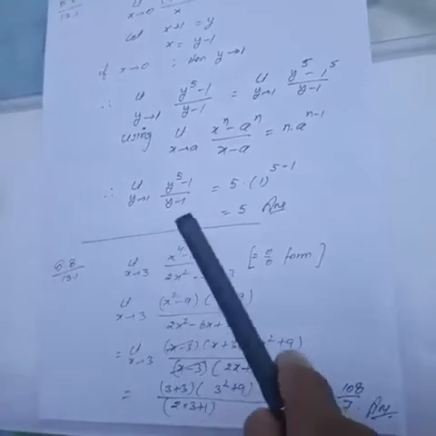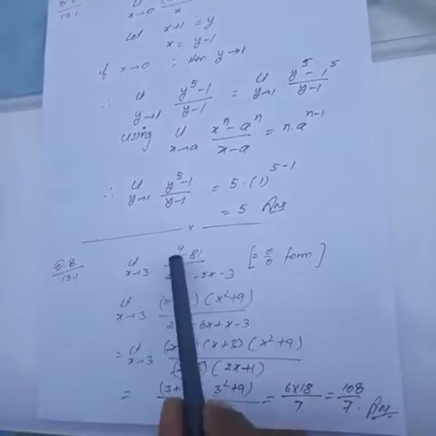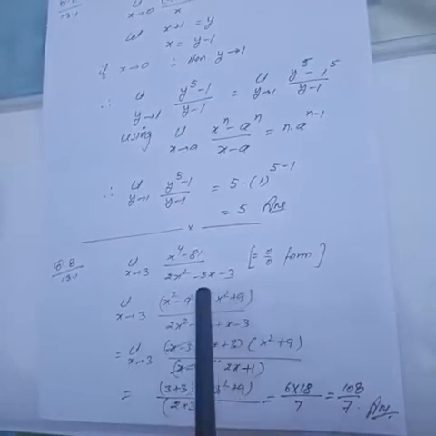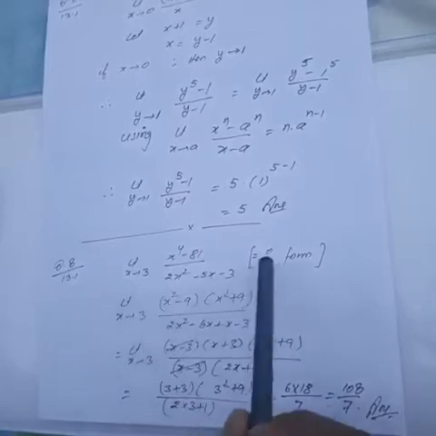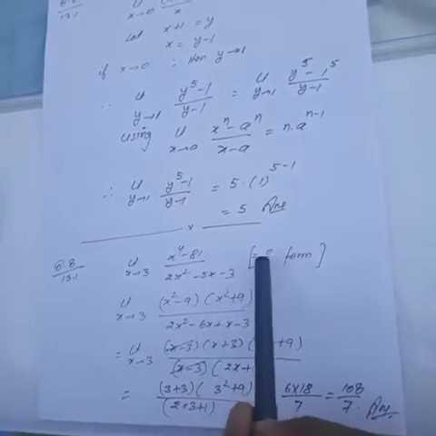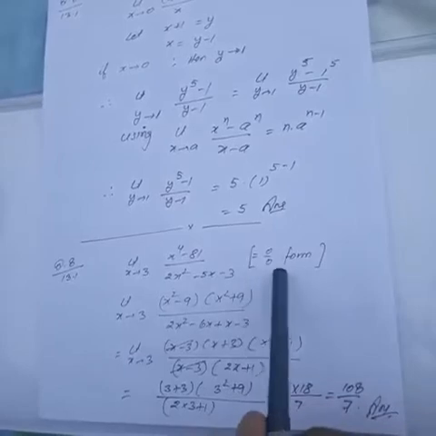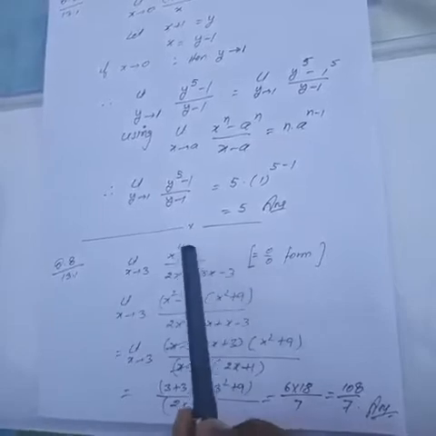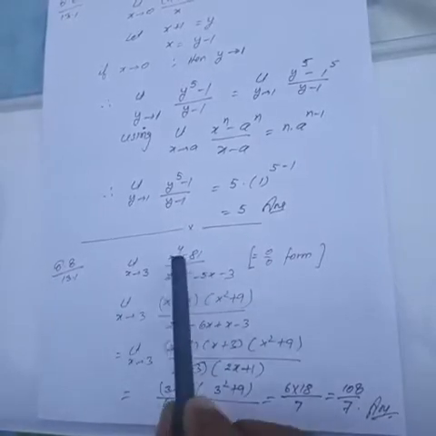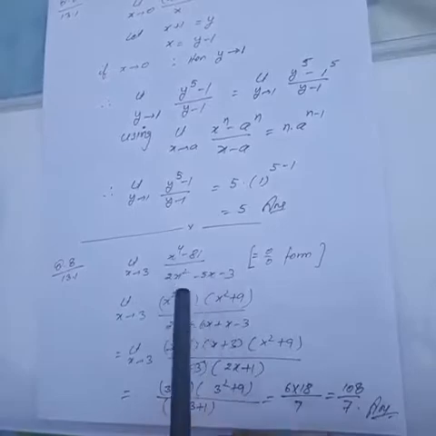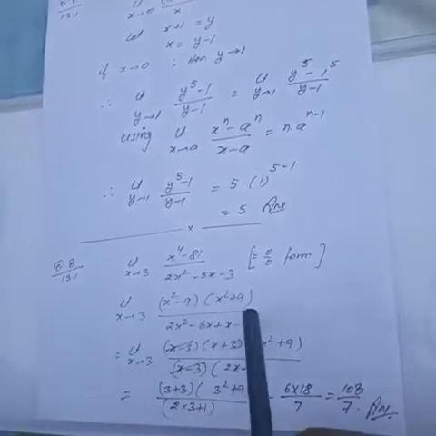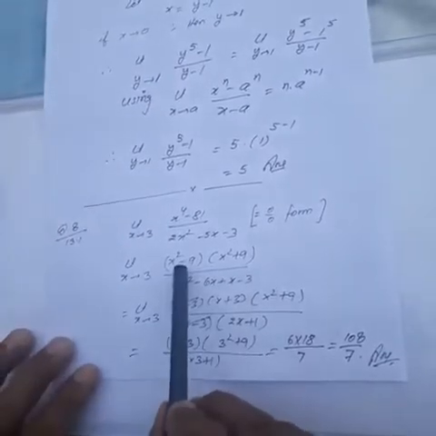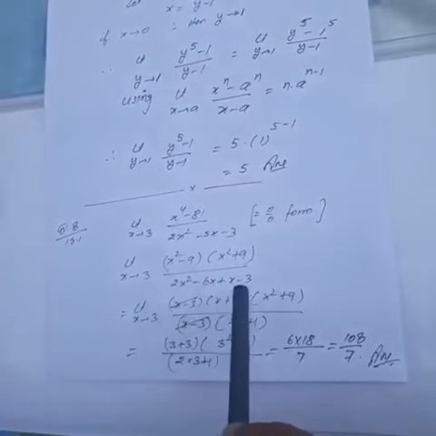Now move on to question number 8. Limit x tends to 3 of x raised to the power 4 minus 81 upon 2x square minus 5x minus 3. We will check at x is equal to 3, the function is having indeterminate form 0 upon 0. So that's why we need simplification. Here it is easy to factorize, so use factorization method. So factorize using x square minus a square, so we will have two factors. Then factorize denominator by splitting the middle term like this. Now again factorize x square minus 9 using the same method.